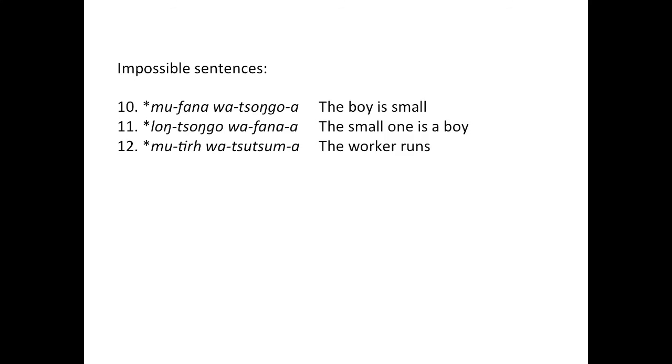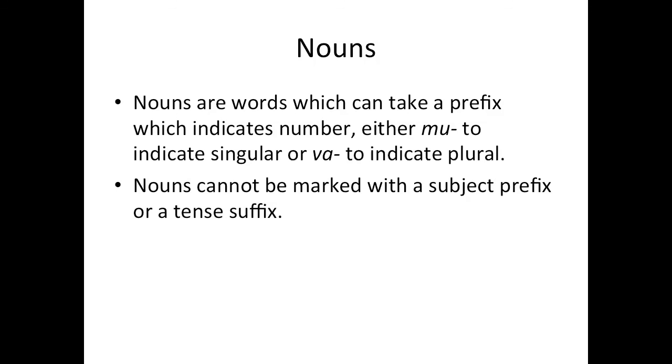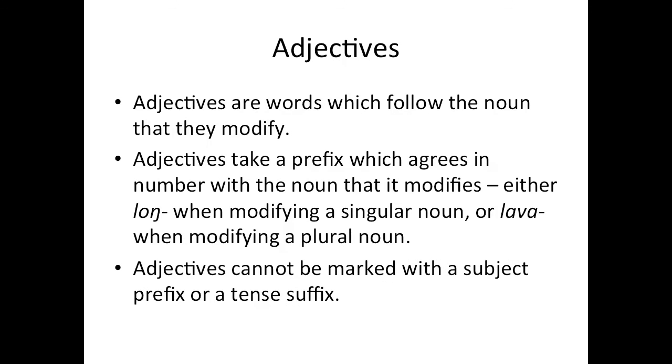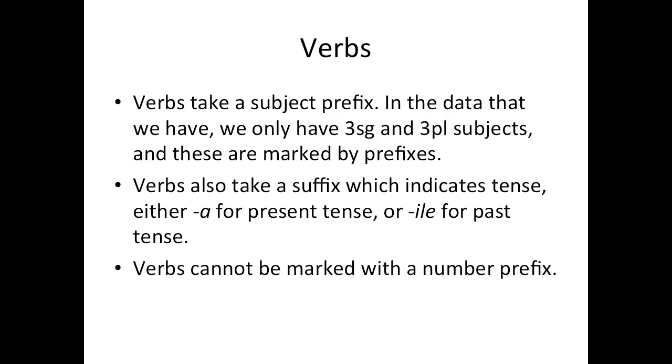So, we've worked everything out now and just have to add our negative evidence to the evidence we used for classifying nouns. Nouns cannot be marked with a subject prefix or a tense suffix. Adjectives. Adjectives cannot be marked with a subject prefix or a tense suffix. And finally, verbs. Verbs cannot be marked with a number prefix. And that answers all parts of the problem.